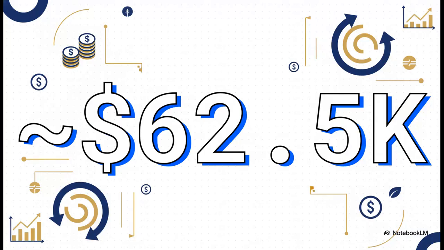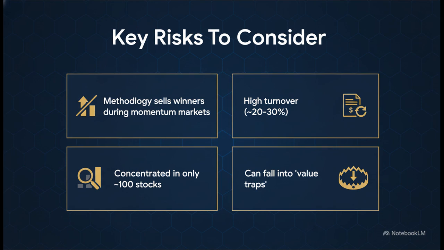And here is the punchline. After 30 years of that compounding magic, that initial $100,000 investment could be generating over $62,000 in income every single year. That is just staggering. It's the power of this compounding machine at work. But of course, it's not all sunshine and rainbows. There are real risks here we have to talk about.